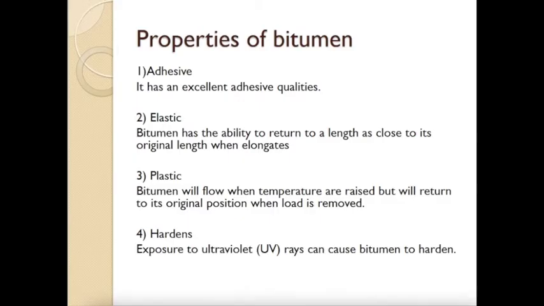Next, we look into the properties of bitumen. So it has an excellent adhesive quality, right? Then it is elastic. Bitumen has the ability to return to a length as close to its original length when it elongates, right? So it is elastic. Then it is also plastic, where bitumen will flow when temperature is raised, but will return to its original position when load is removed. Then it can also harden when it is exposed to ultraviolet rays, and this can cause the bitumen to harden, right? So these are the properties of bitumen.